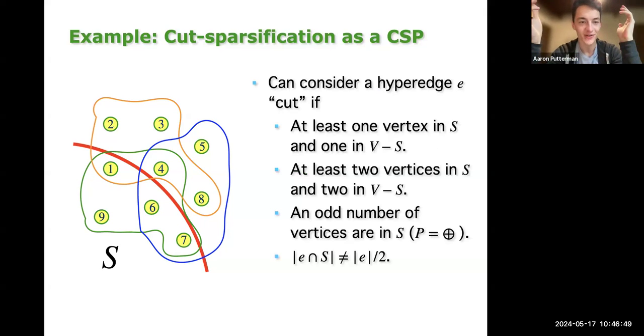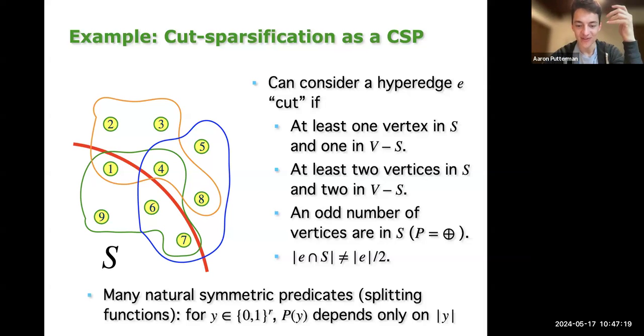We can also consider more arbitrary notions of a hyperedge being cut. For instance, maybe we care about the parity, like if there's an odd number of vertices in the set S, or if we just want to look at whether the hyperedges are being split perfectly in half. Maybe a hyperedge is cut if and only if the edge isn't being perfectly split in half. So there's lots of natural splitting functions that we can apply to each hyperedge to characterize it being cut. And in particular, these are all examples of a very nice class of functions, called symmetric predicates, in the sense that these predicates only depend on how many vertices in this hyperedge are on one side of the cut.